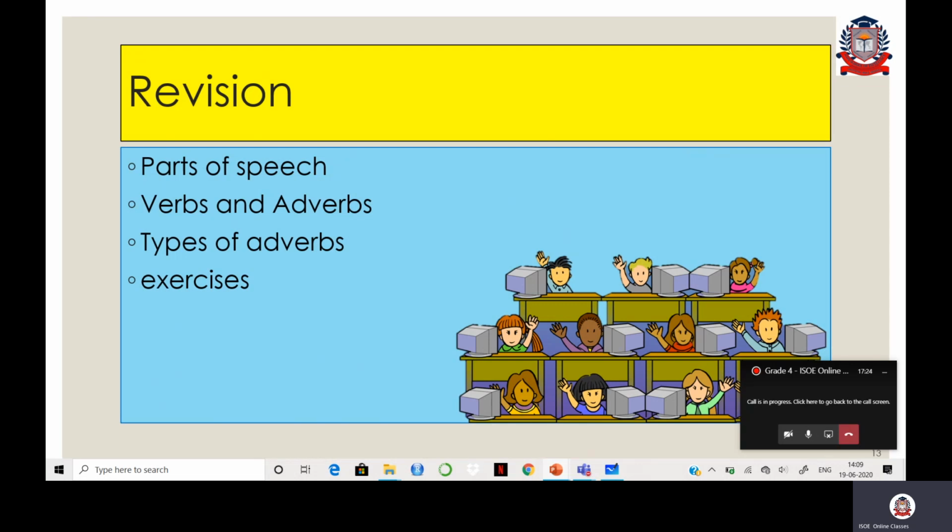Now, next is verbs and adverbs. I told you verbs are the action words and adverbs are what? To know how that action is done. Then third, what did we do? We have done types of adverbs. So how many types of adverbs did we learn? There are various kinds of adverbs, but we have learned only 4. That is very important. Adverbs of manner, adverbs of place, adverbs of time, and adverbs of frequency. Remember?